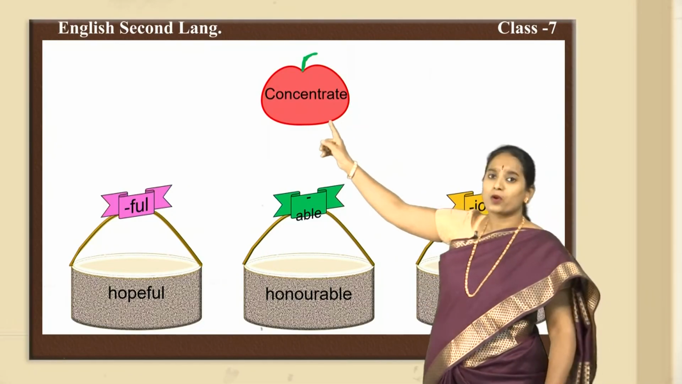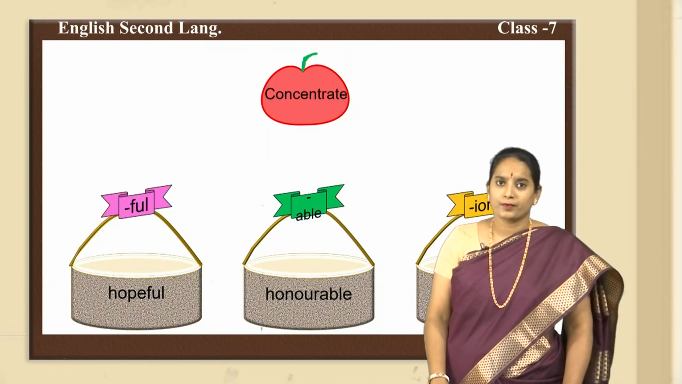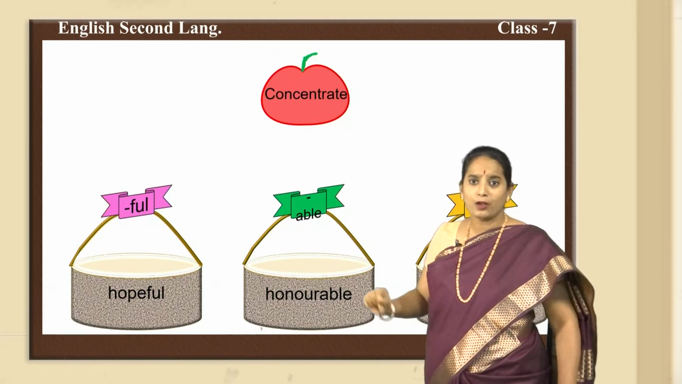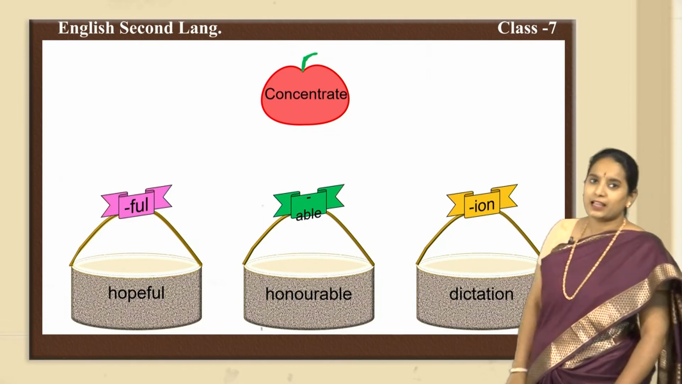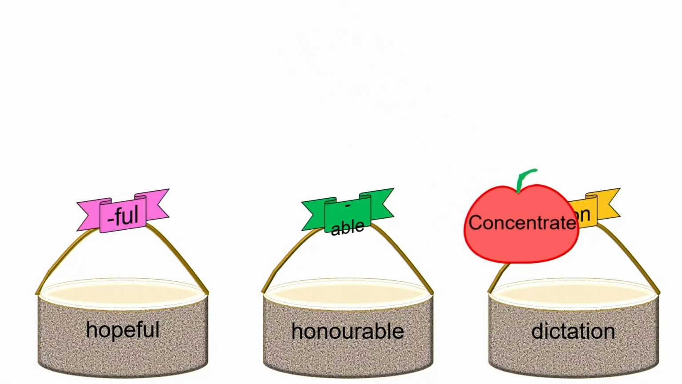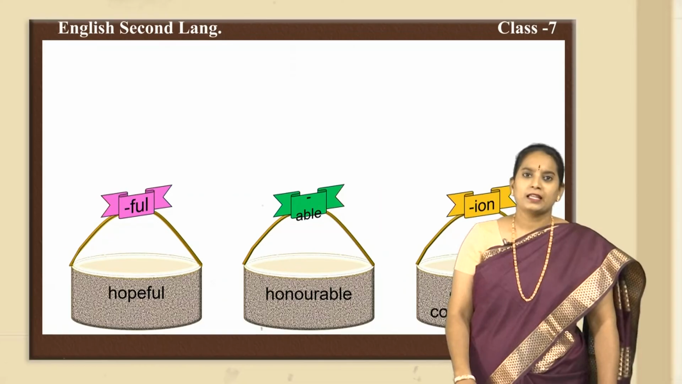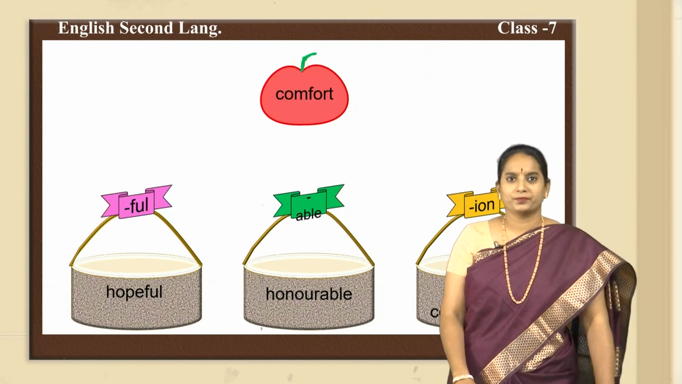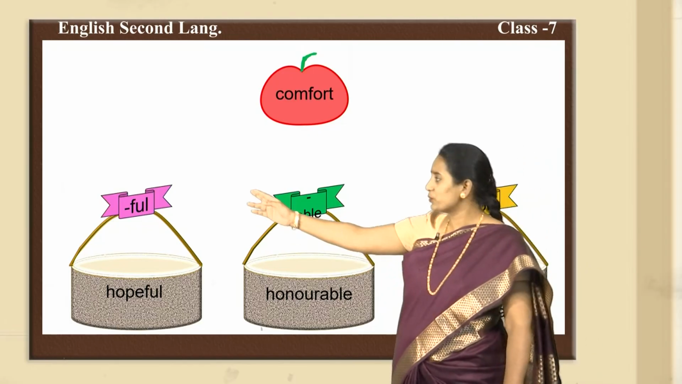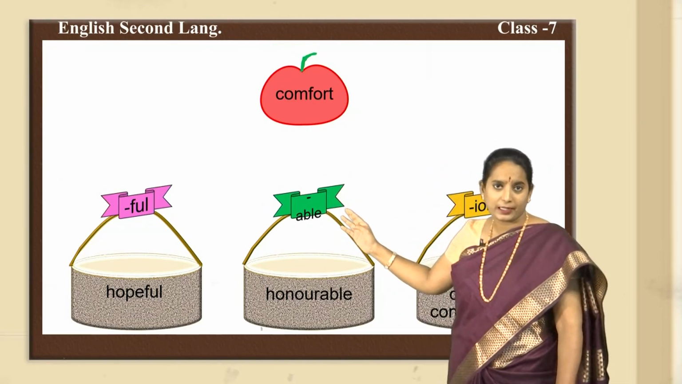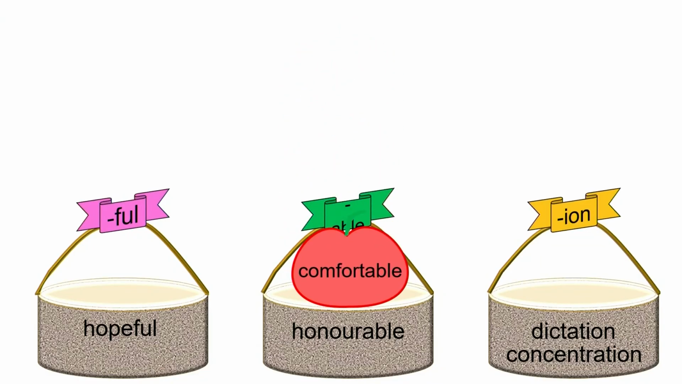Now the word is concentrate. In which basket do you think the word fits in? Is it the suffix FUL, full, or ABLE, able, or ION, shun? The answer is yes, you got it right, children. The word is concentration. Let's look at the next word, comfort. Now which suffix do you think is the right one? FUL, full, ABLE, able, or ION? Yes, you got it right. It is comfortable.